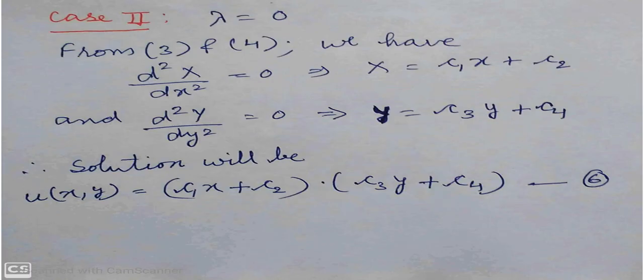Now the second case is λ = 0. Therefore from 3 and 4 we will have d²X/dx² = 0, which gives X = c1x + c2, and another equation is d²Y/dy² = 0, which gives Y = c3y + c4. Here again c1, c2, c3 and c4 are arbitrary constants. So the solution will be given by equation 6.